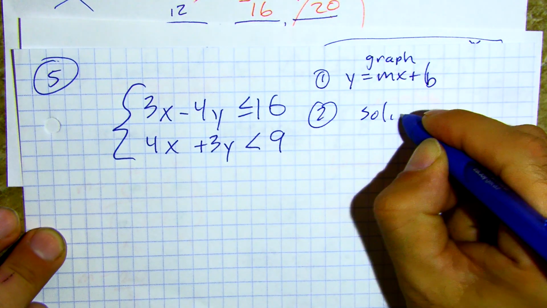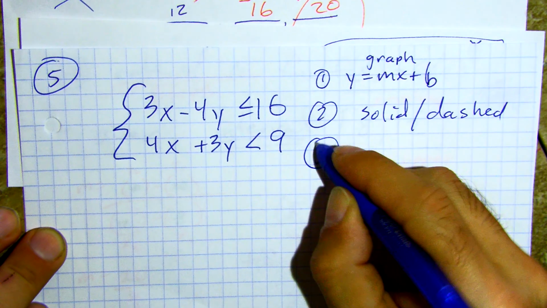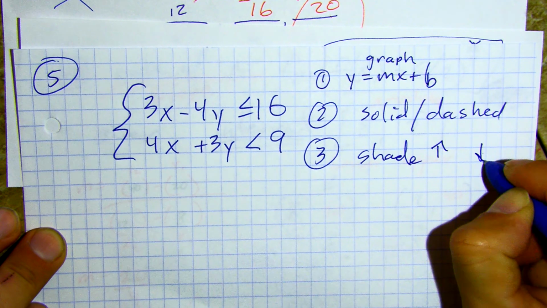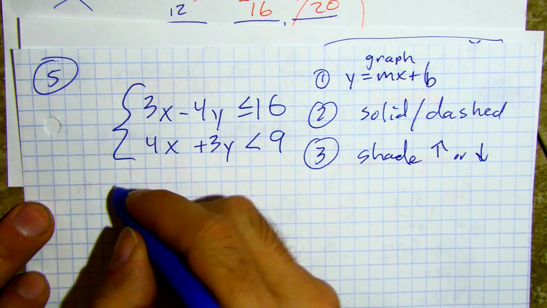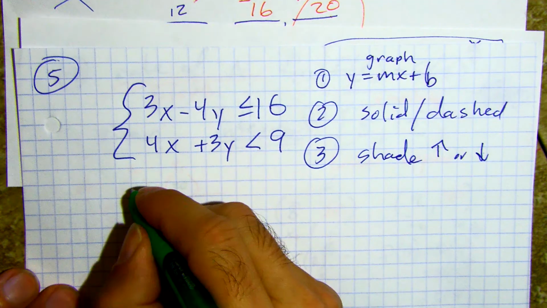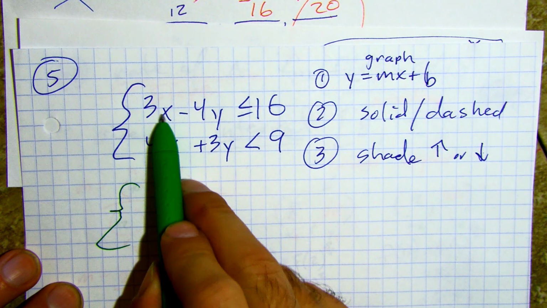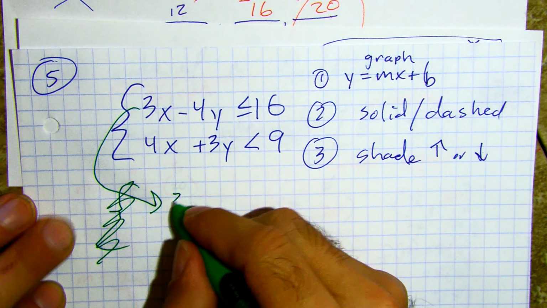Okay. So let's change this so that it's in a slope-intercept form. I'm going to move this. Well, actually, it's going to take a second. All right, let's do this one first. 3x minus 4y is less than or equal to 16. I need to move my x over. Minus 3x, minus 3x. Negative 4y is less than or equal to negative 3x plus 16.